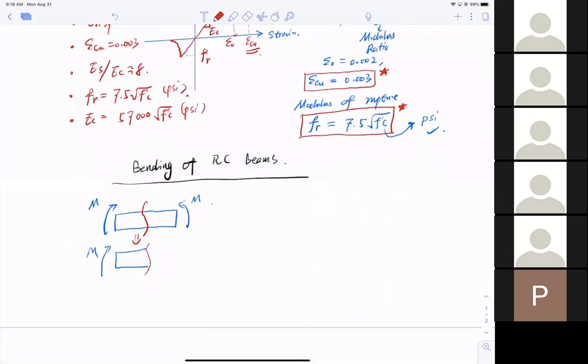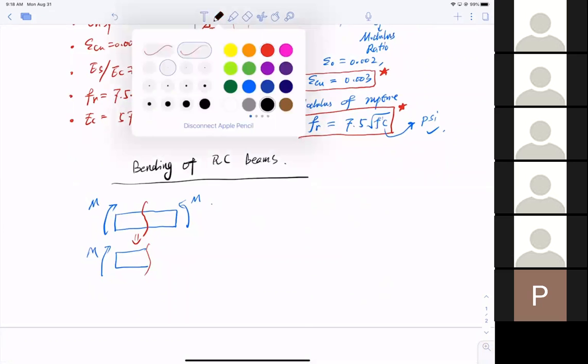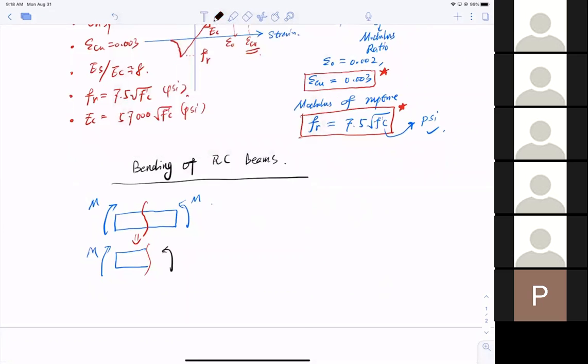If I have a moment on the left end and I make a cut here, my question is, what will be the moment here? What's the value of it? Is it M or half M? Probably half M. Why? Because it's half the distance. I don't actually know.